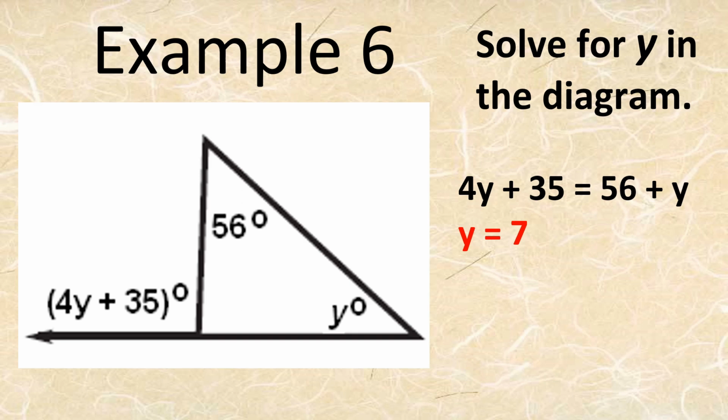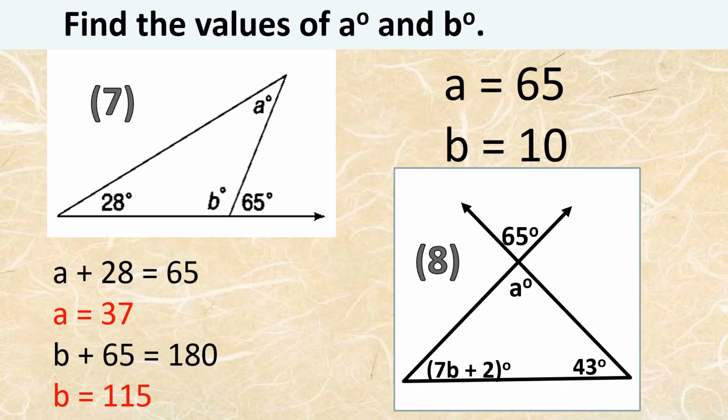Next, example 6. Solve for y in the diagram. So, y is an interior angle. 4y plus 35 is the exterior angle. Exterior is equal to the sum of the remote interior angles. 4y plus 35 is equal to 56 plus y. Solving for y, it should be equal to 7.